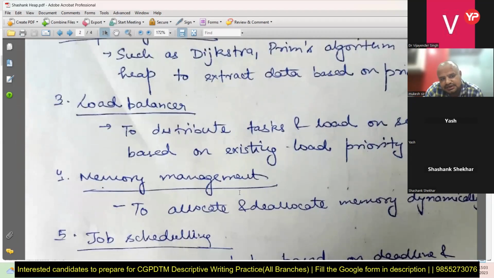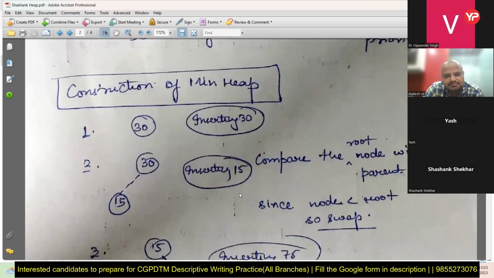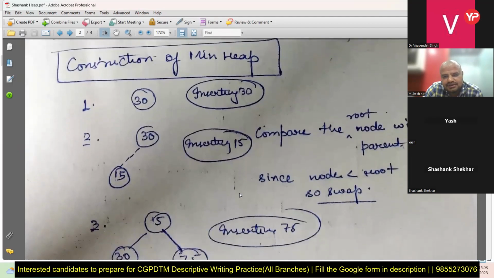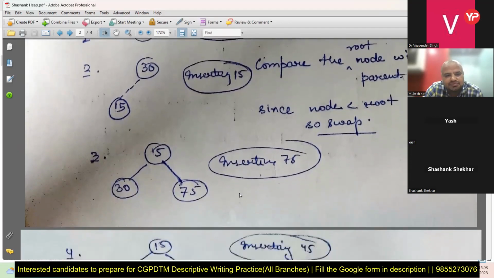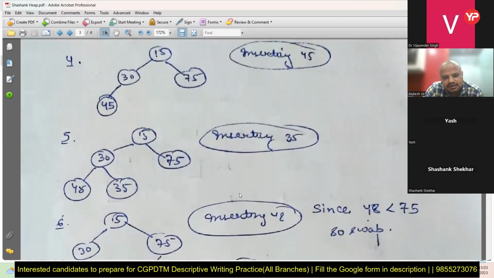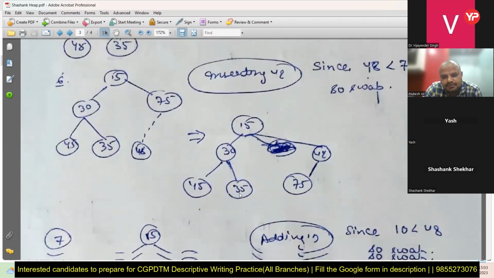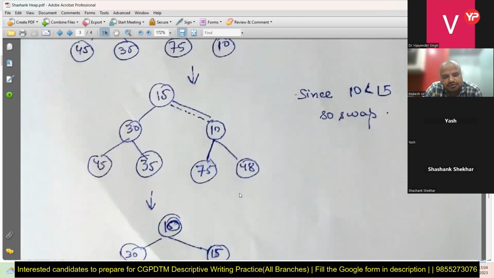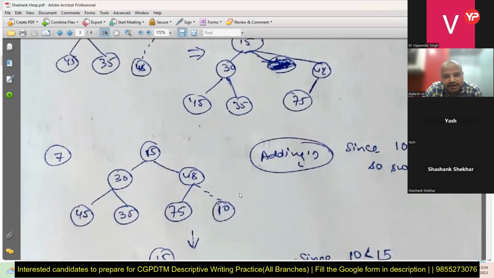Underlining the start in the heading part is a good point. Again, construction: inserting 30, inserting 50, compare the node with the parent, since node is less than parent, so swap. Good part. But again, you are missing the array representation here, and you are missing the indexes on the nodes. Yes, sir. Fine. Again, please, if possible, try to make the ovals neat and clean. Okay. And that part is very good. Again, while inserting a new element, you have to mention it with dotted lines. That's the good part.